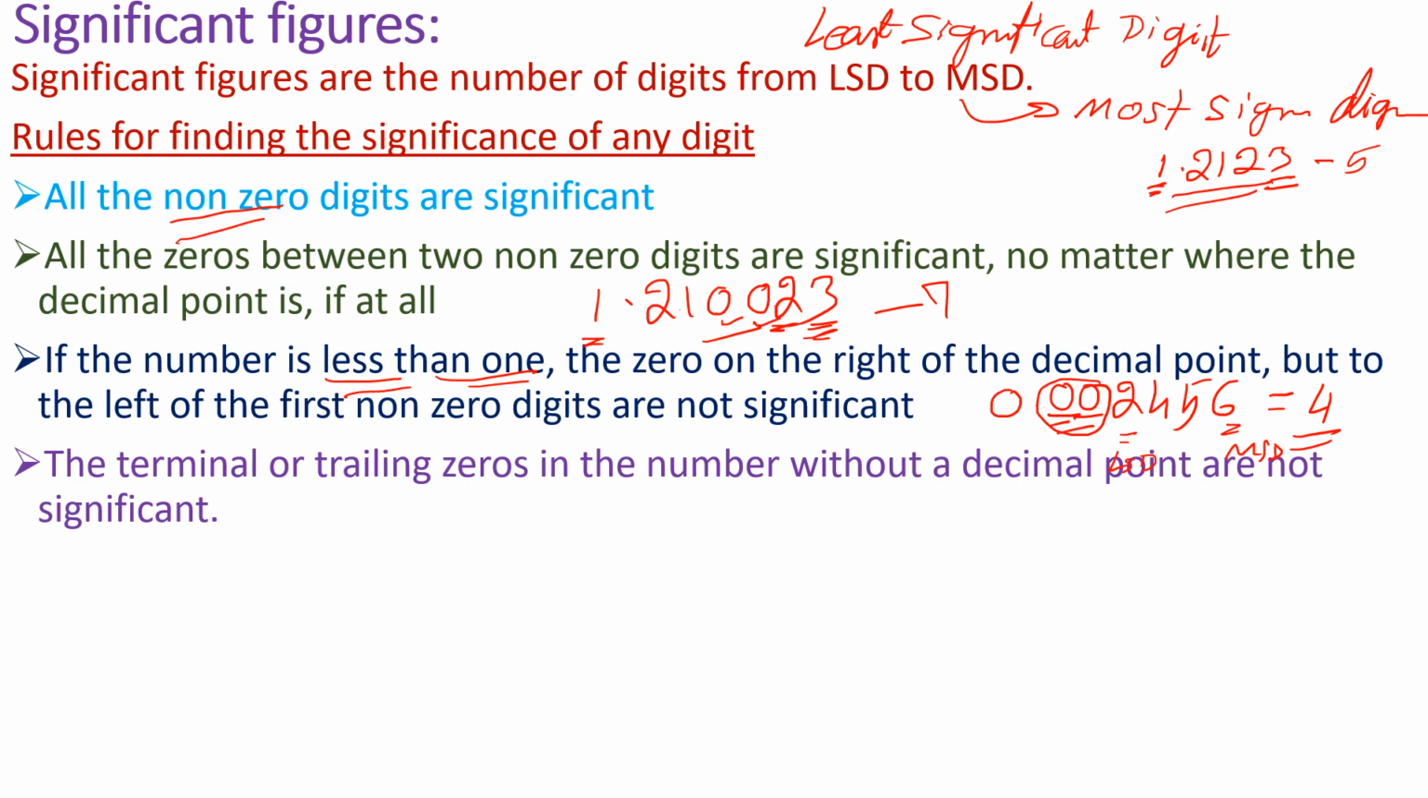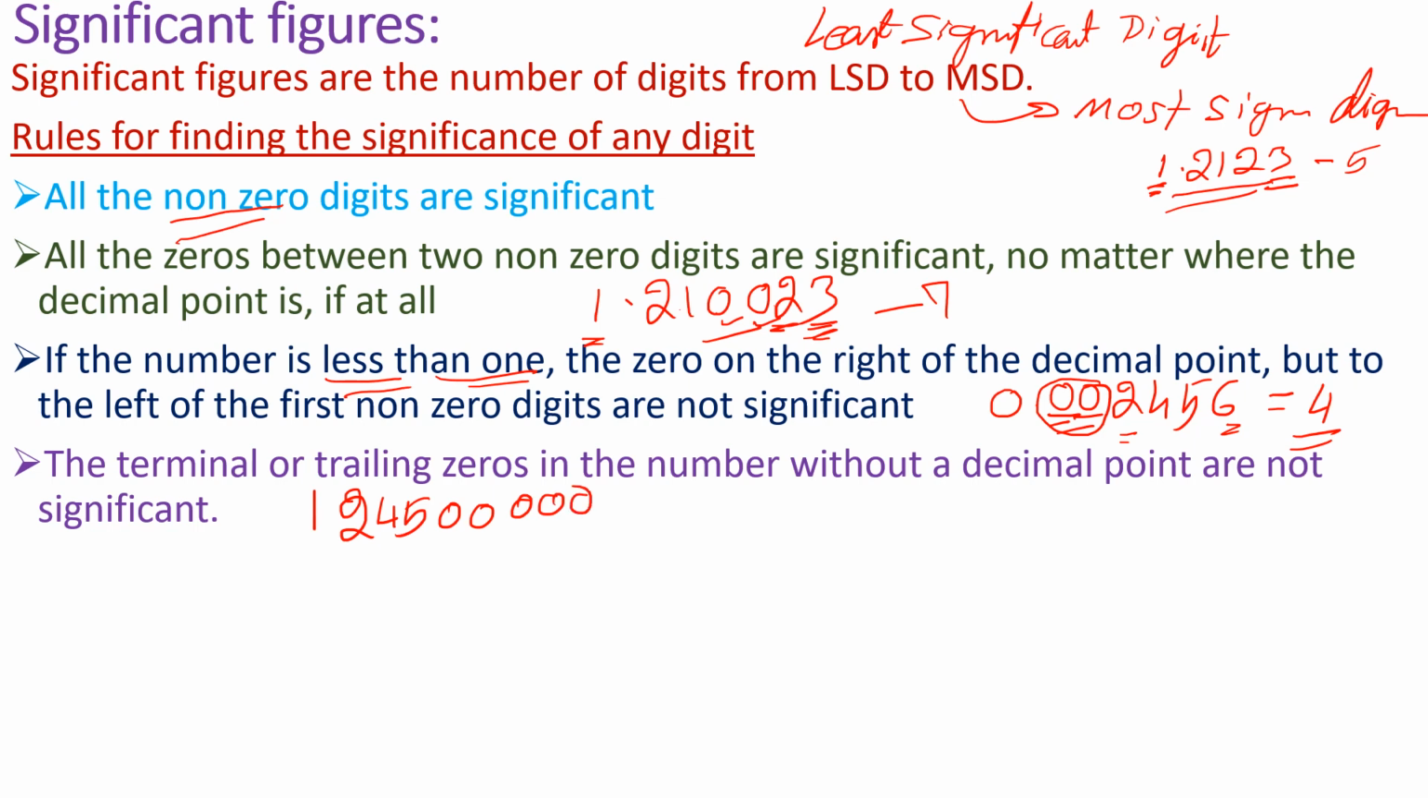Then the terminal or trailing zeros in a number without a decimal point are not significant. What are trailing zeros? Terminal or trailing zeros in a number without a decimal point. Let us assume there should not be any decimal point: 1, 2, 4, 5, 0, 0, 0, 0. This is a big number.